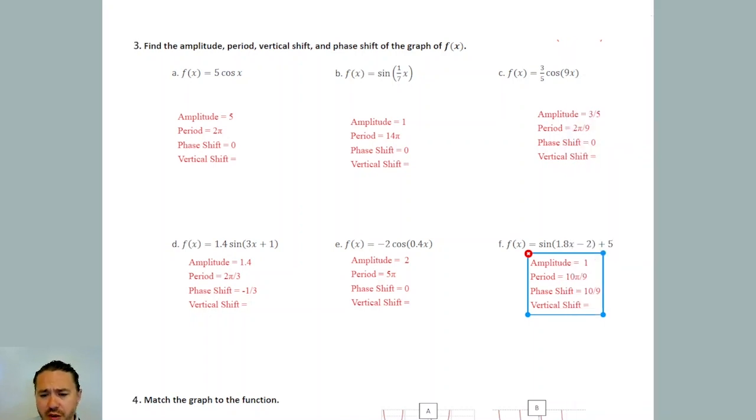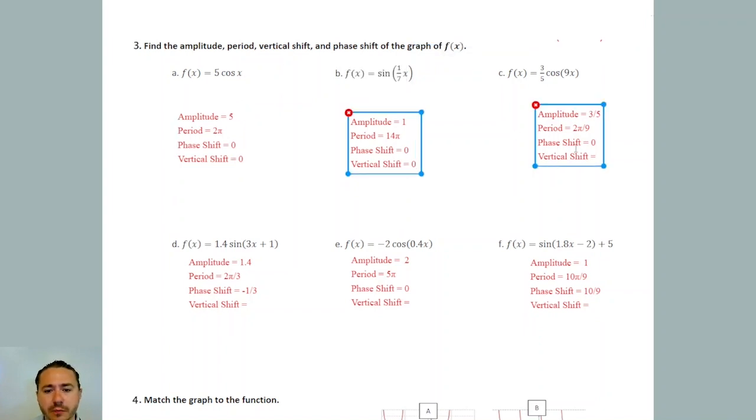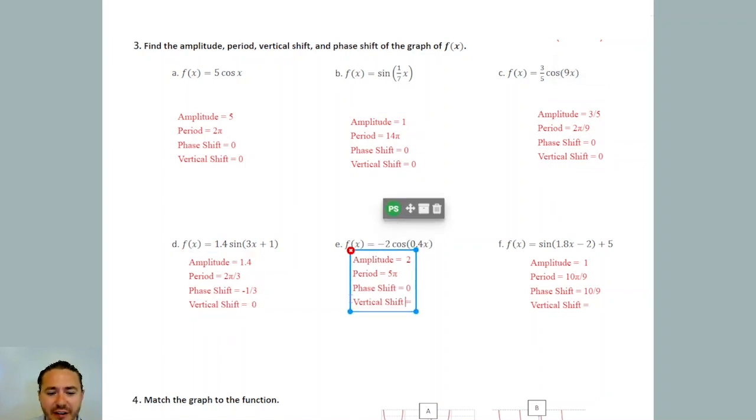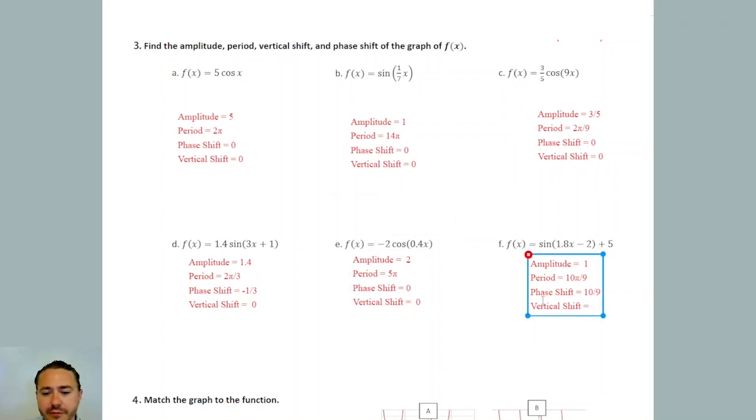All right, so the phase shifts are all done. Vertical shift, usually the easiest thing to do is just whatever you're adding to the function. It looks like only one of these is going to have a vertical shift. This one's 0, this one's 0, this one's 0, 0. The only one that actually has one is this letter F, and it's going to be 5. That's it. Okay, so we've got the amplitude, the period, the phase shift, and the vertical shift.